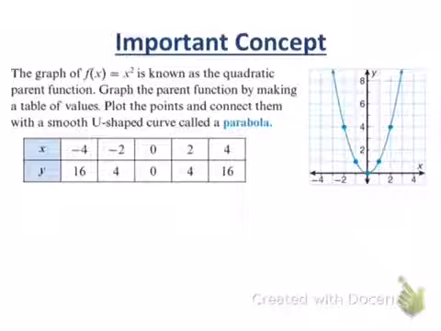y equals x squared. Okay, graph the parent function by making a table of values, plot the points, and connect them with a U-shaped curve called a parabola. All right, a parabola is the graph of a quadratic expression. And you can see over here that when you fill in this table of values, you don't have to write this down. I just want you to pay attention to it. We're going to do another one on our own.